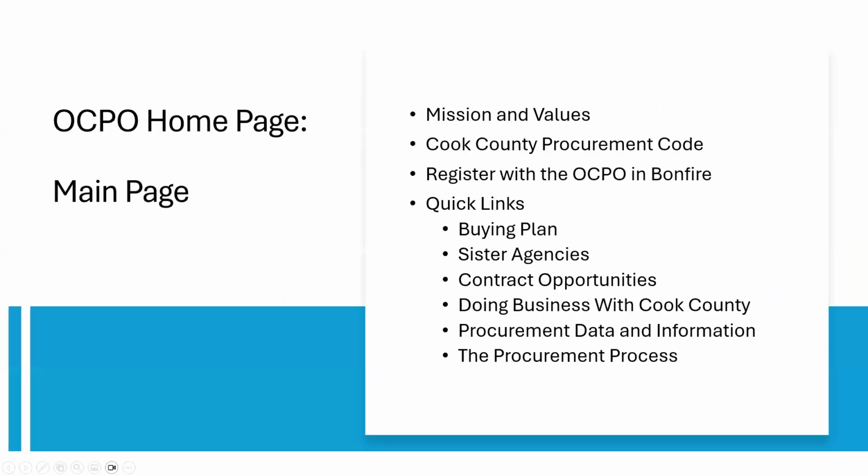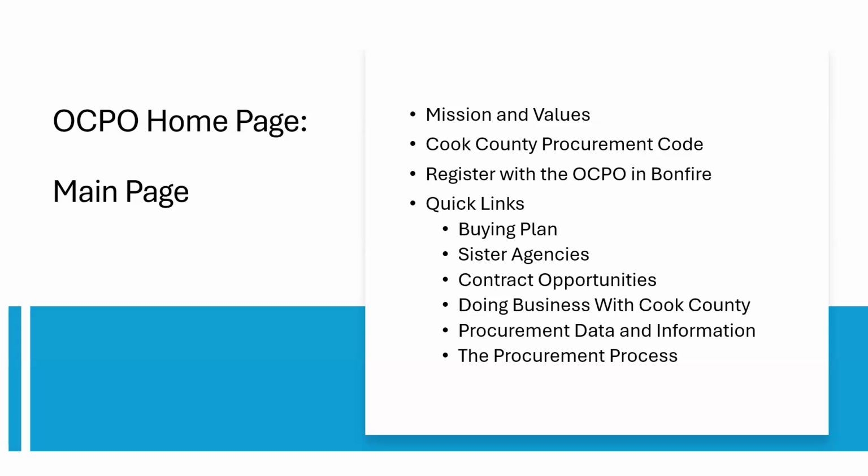Okay. So on the OCPO homepage, as soon as you click on our department, you're going to see OCPO's mission and values. You're going to see information on the Cook County Procurement Code, and then there's a link where you can open the actual procurement code document in case anyone wants to reference that. There's a link to register with OCPO in Bonfire, and it explains what Bonfire is.